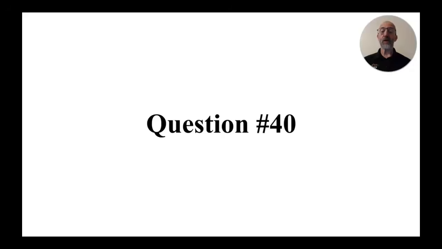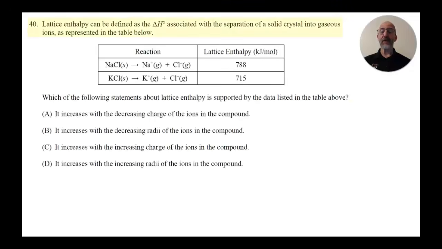In question 40, it says lattice enthalpy can be defined as the change in enthalpy, or the delta H, associated with the separation of a solid crystal into gaseous ions, as represented in the table below. So we can see in the table there's sodium chloride and potassium chloride that start out as solids, and then they are broken up into gaseous ions. So that is what lattice enthalpy is describing in that table.